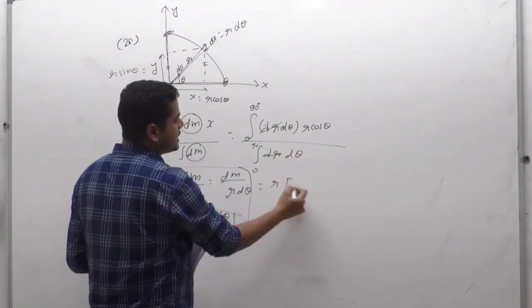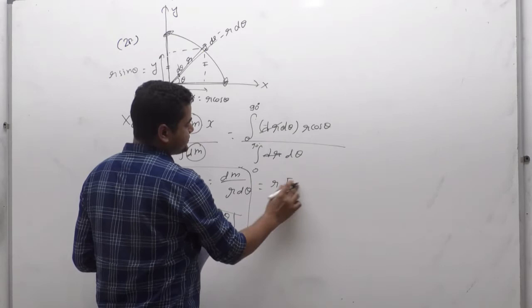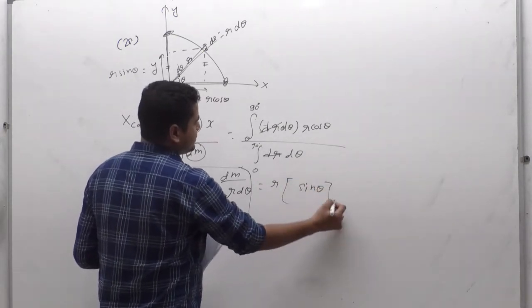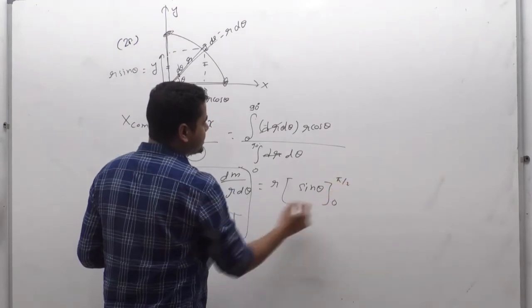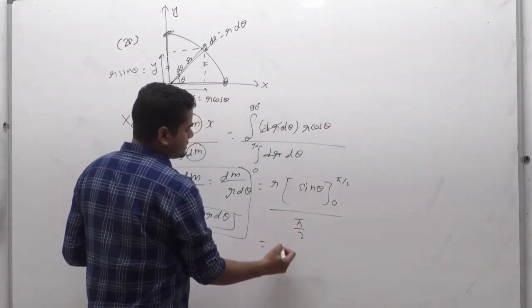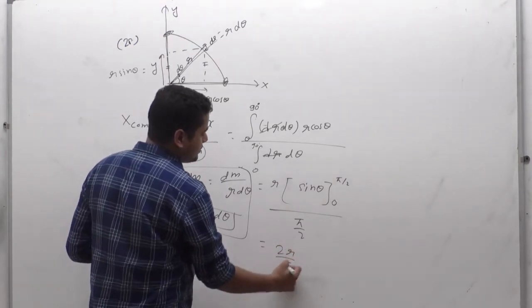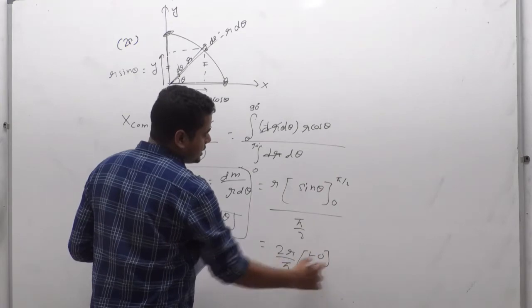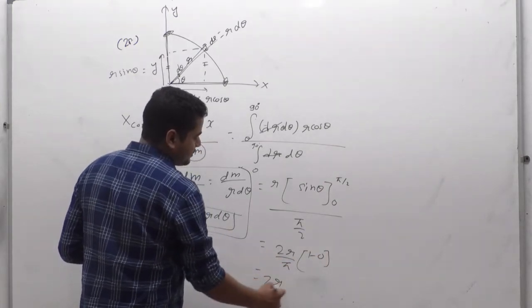Constant, keep it out. Integration of cos theta is what? Integration of cos theta is sin theta. So put the values 0 to 90, meaning pi by 2, and d theta is what? Theta. So put the limit pi by 2. So this will be 2r upon pi. Upper limit cos 90 is 0, cos 0 is 1, so this is 1 minus 0. So this is coming out 2r by pi.